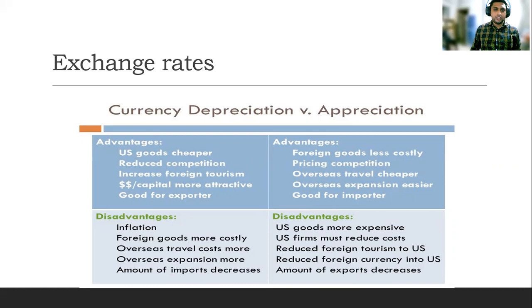Because of depreciation, inflation happens, foreign goods are more costly, overseas travel costs more, overseas expansion becomes more costly, and the amount of imports decreases. On the other hand, for appreciation, the amount of exports decreases, goods become more expensive, and the firms must reduce the cost.